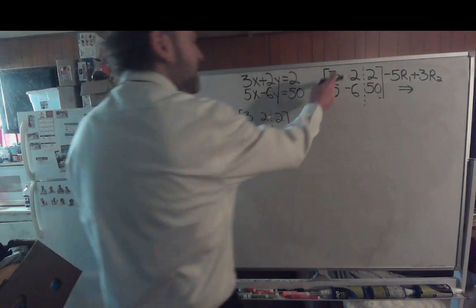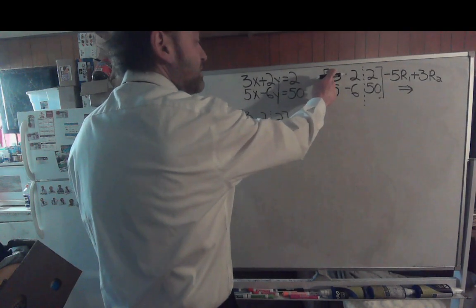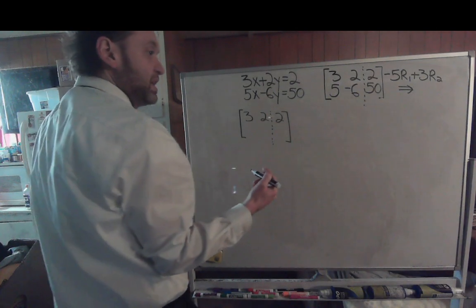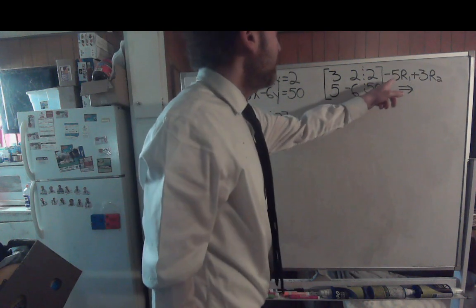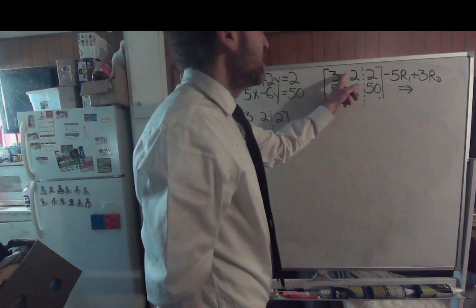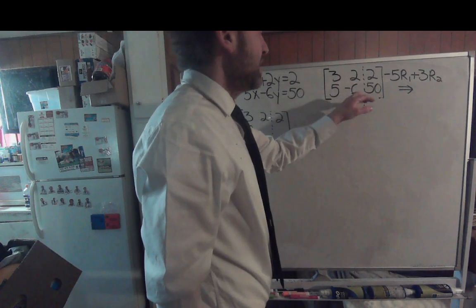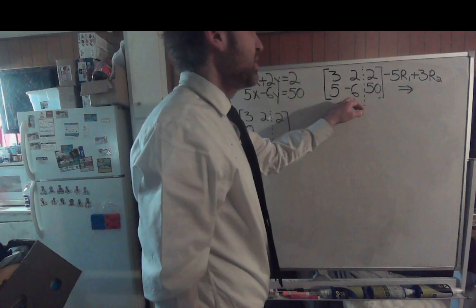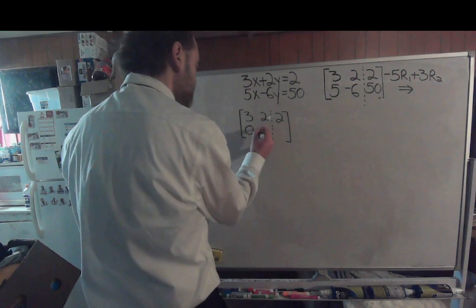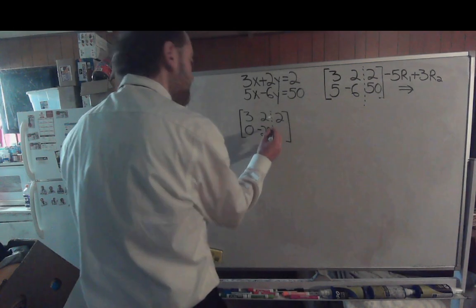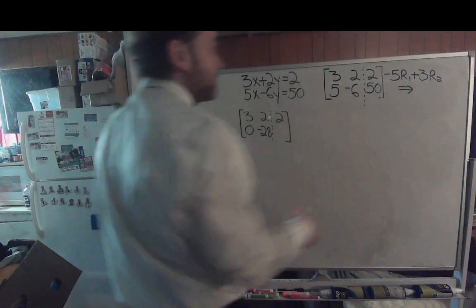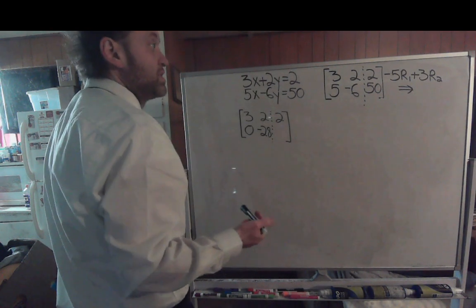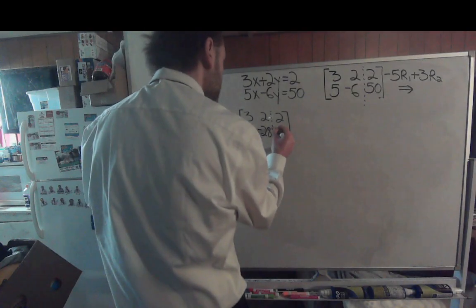Alright, so negative 5 times 3 is negative 15 plus 3 times 5, which is 15, turns that to 0. Alright, negative 5 times 2 is going to be negative 10. 3 times negative 6 is negative 18, so negative 10 minus 18 is negative 28. And then negative 5 times 2 is going to be negative 10. 3 times 50 is 150, so negative 10 plus 150 is 140.